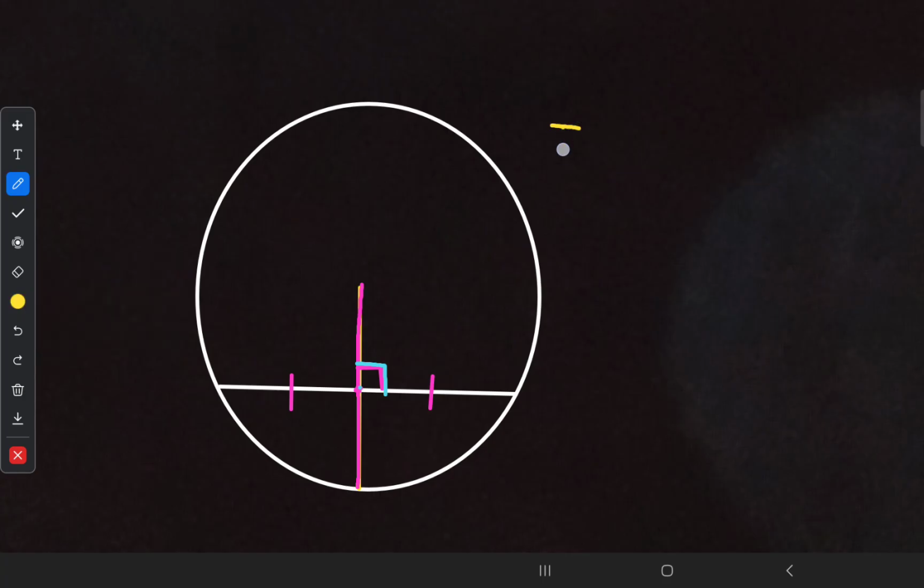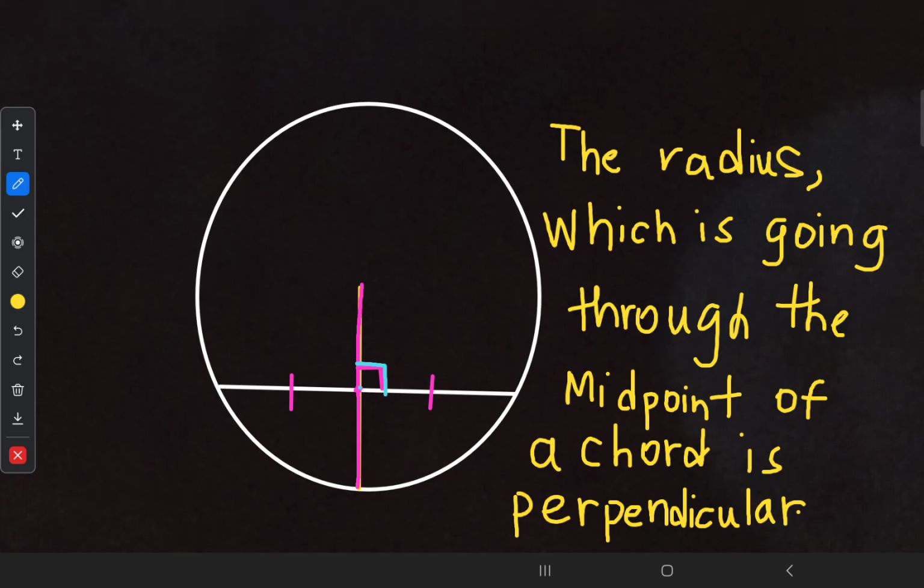The straight line. This is what the theorem says: the radius which is going through the midpoint of a chord is perpendicular to the chord. When this radius and this chord intersect, that will create a perpendicular, that means a right angle.